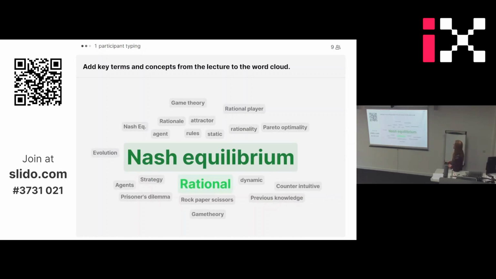So, Nash equilibrium. Is anybody wanting to say something? I mean, there's game theory, rational player. Anybody has a word they would like to paraphrase? For instance, who wants to say anything about previous knowledge, for instance? What was this? Who put that?